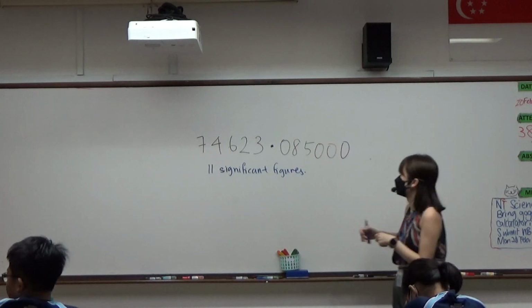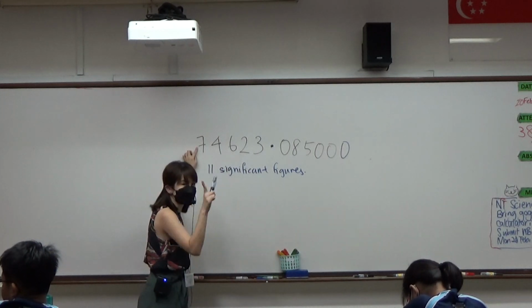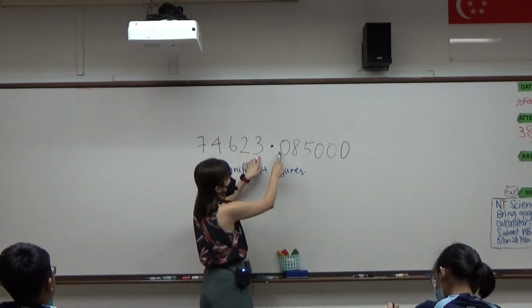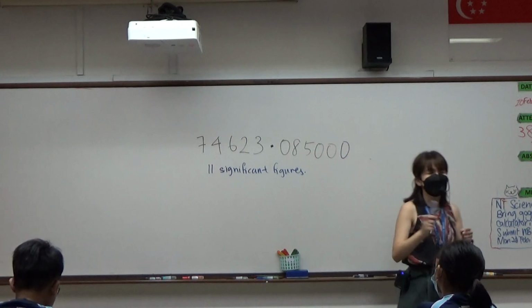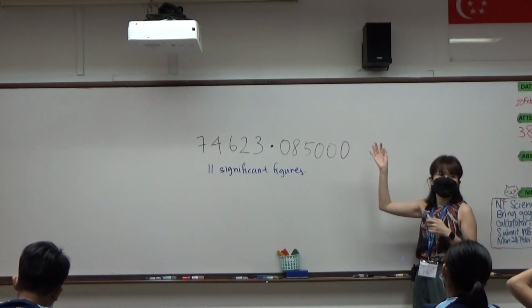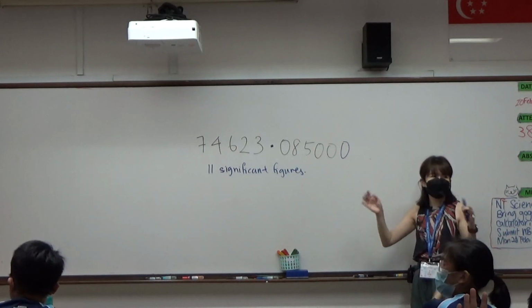8. Okay, so let's count. How do you get the 8? Is it this one is the first significant figure? 1, 2, 3, 4, 5, 6, 7, 8, is it? Then the remaining zeros are not counted. Who agrees with Francis? Who disagrees with Francis? I think we're a little bit half-half over here.